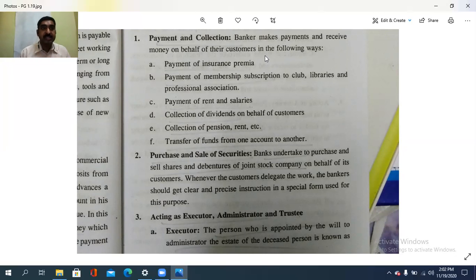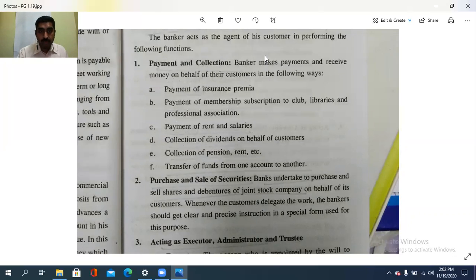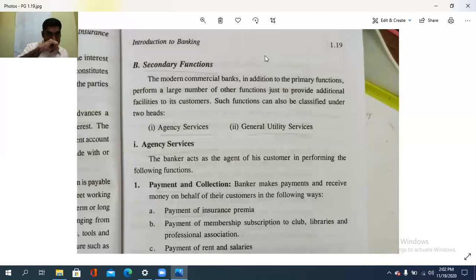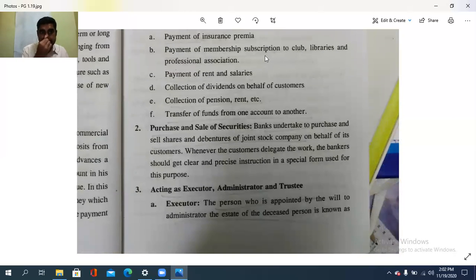Whenever a customer delegates such work, the banker should get clear and precise instructions in a special form that is used for such purpose. That is the thing, acting as an agent for selling the shares or debentures for the customer. That's the second point. So here we see the banker acts as an agent for the customer for payment and collection, and for the purchase and sale of securities. Security in the sense means the shares as well as the debentures.